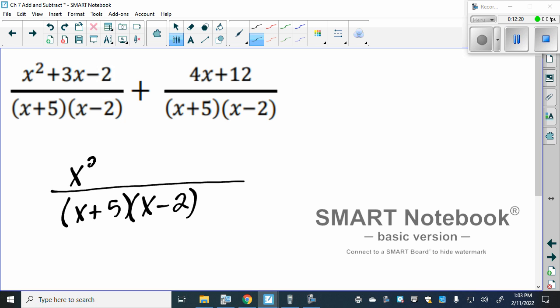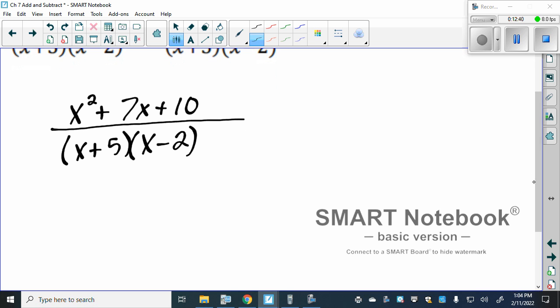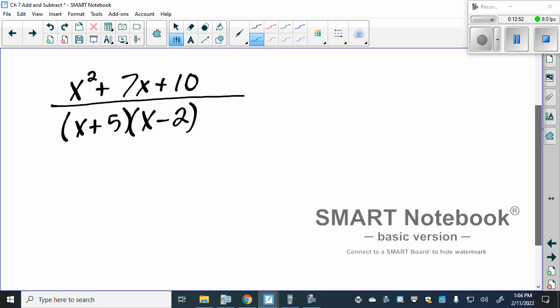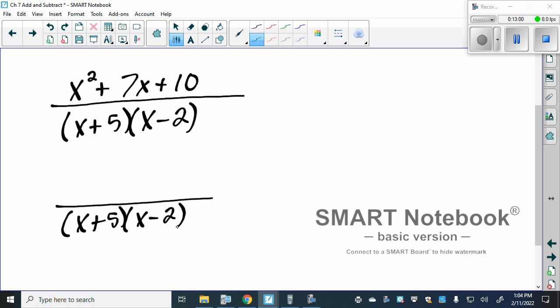Now we can go on and add the like terms in the numerators. Because x squared is the only term that has x squared, it stays the same. Now we can add 3x and 4x, which gives us 7x. And negative 2 plus 12 is plus 10. Now, before we can say that this is finished, we do need to make sure that the numerator and denominator don't have any like terms. And to make sure of that, we do need to factor the numerator. So in the denominator, we have x plus 5 times x minus 2.